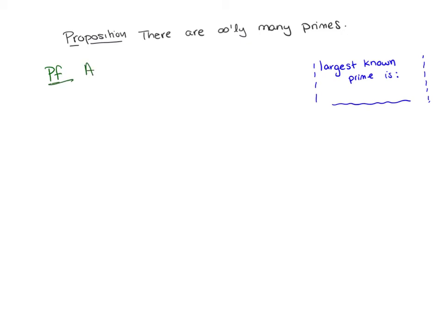So I'm going to assume not. So I assume, and maybe I'll tell the reader here that I'm going to do a contradiction proof. So I'm going to say assume for sake of contradiction, so they know why I'm going to be assuming the opposite of what I'm trying to show. That there are finitely many primes.